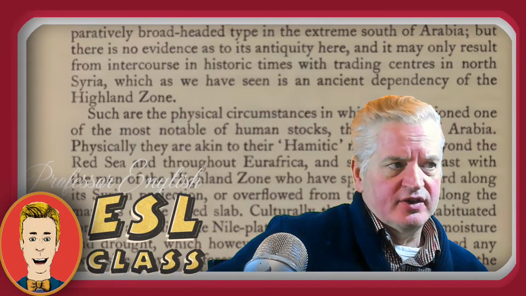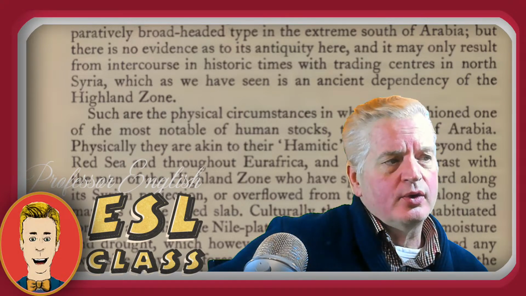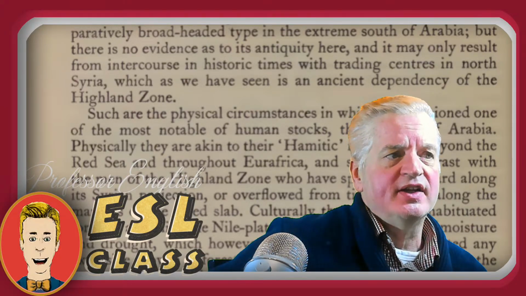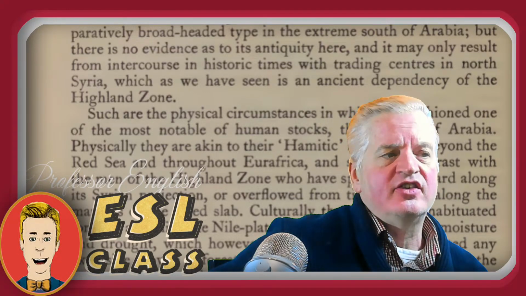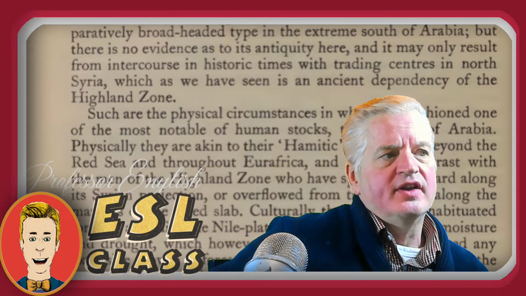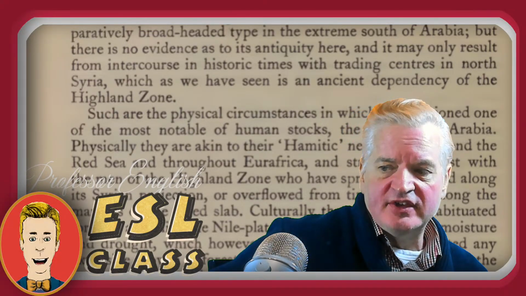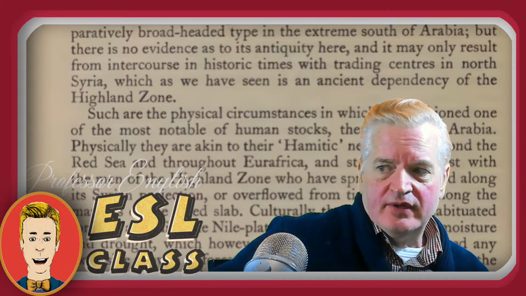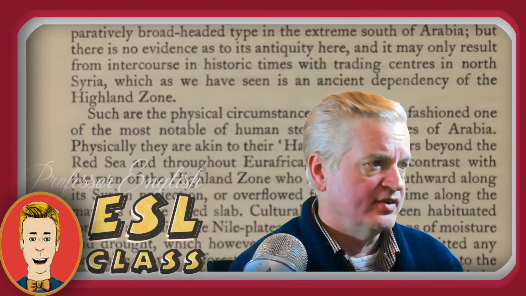But there is no evidence as to its antiquity here, and it may only result from intercourse in historic times with trading centers in North Syria, which, as we have seen, is an ancient dependency of the Highland Zone. So they may be saying that these differences occurred because of interaction with other populations.